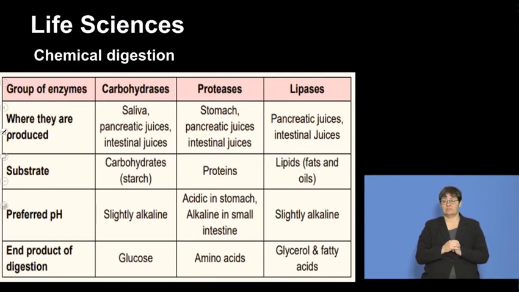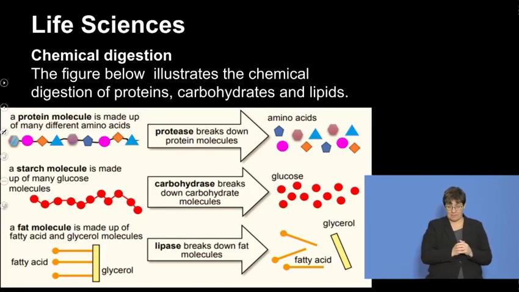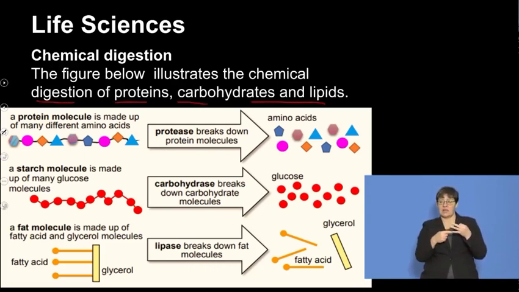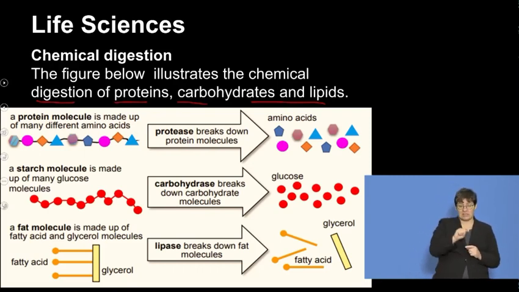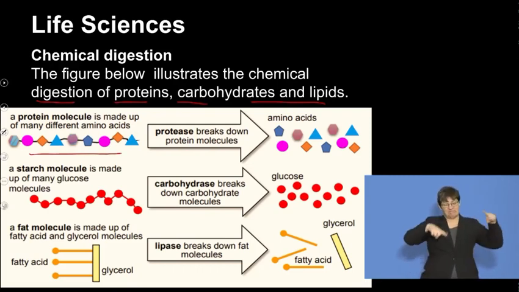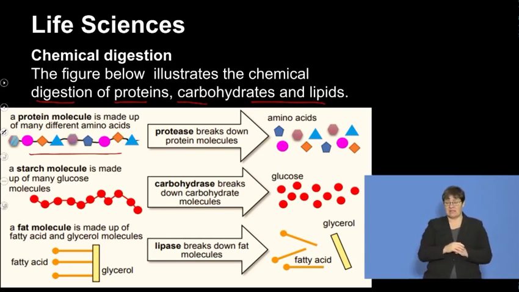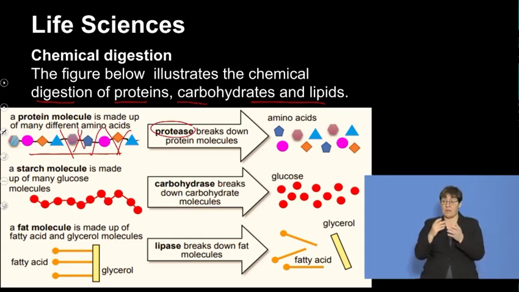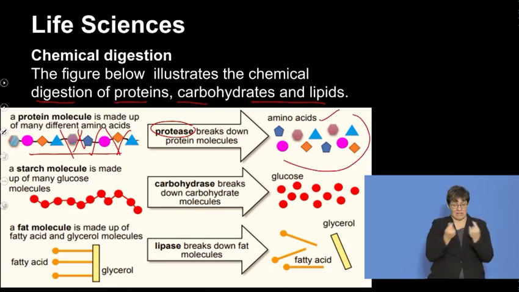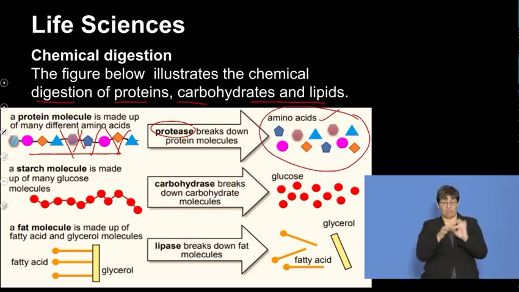So this is essentially what we've just looked at as a larger image. Let's look at the chemical digestion of proteins, carbohydrates, and lipids as an overview. As I mentioned, your protein molecules are complex molecules made up of different types of amino acids. During the protein digesting process, the proteases break down the peptide bonds in a series of steps, releasing the simplest monomers called amino acids. And so that completes the protein digestion, where amino acids are released.